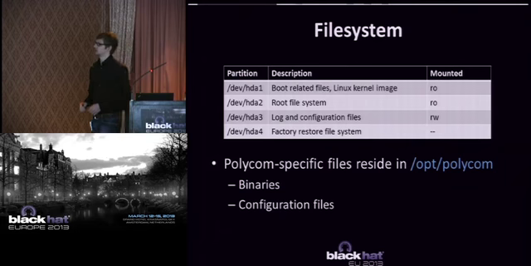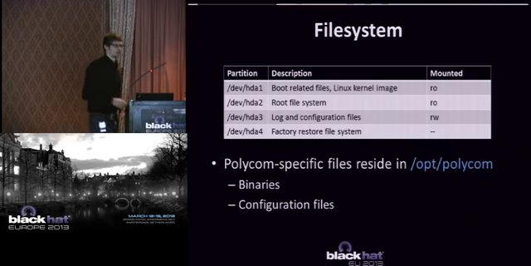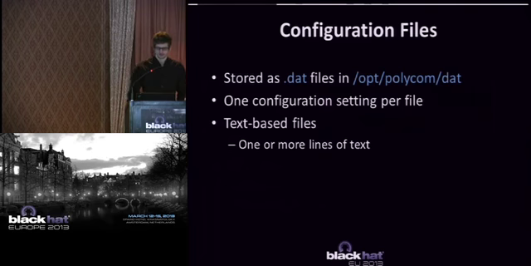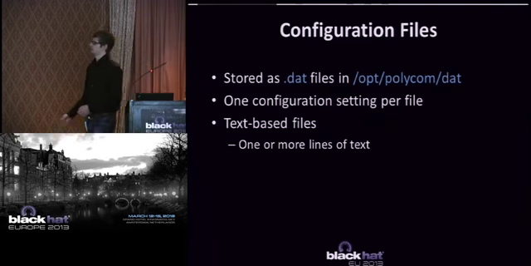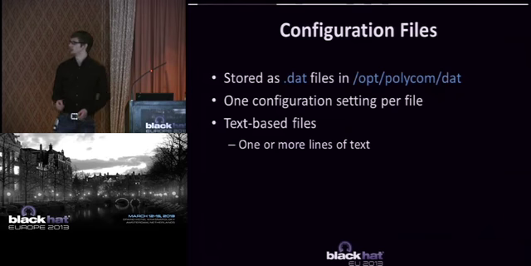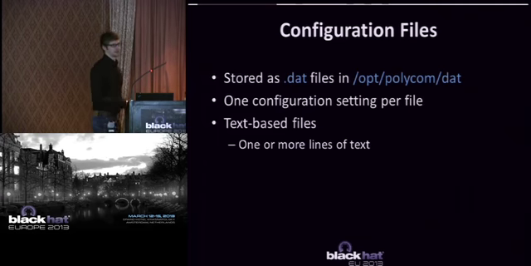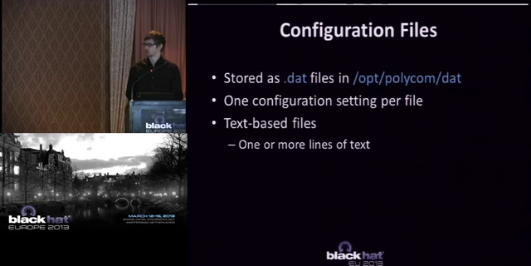So all the Polycom internal files are found in the Polycom directory, where you can find all the binaries, configuration files, stuff like that. So configuration files are pretty simple. All the configuration settings you, for example, can change in the Polycom web interface are stored as single text files, basically, inside that directory. So it's pretty easy to find certain settings on the device or to modify them, for example.